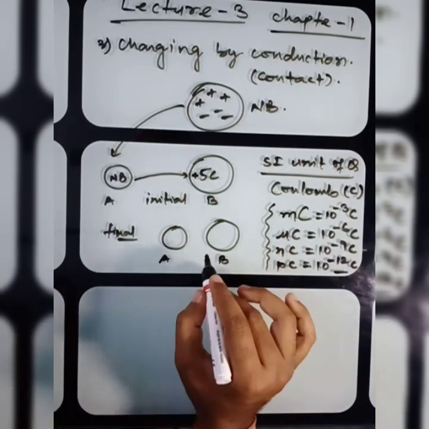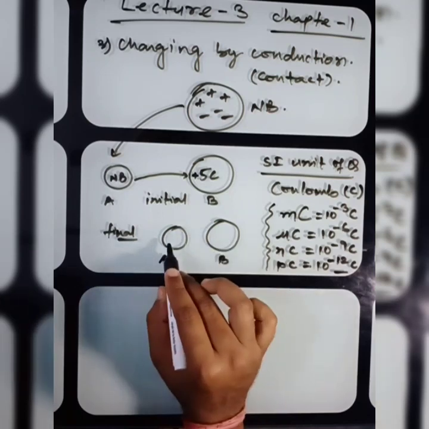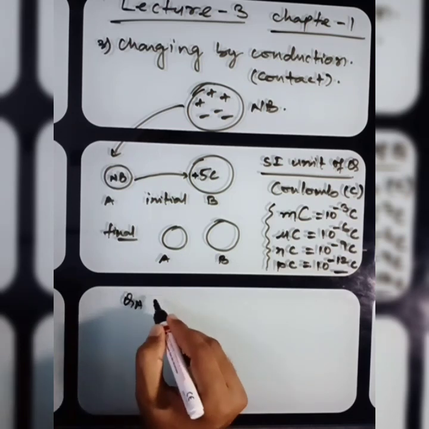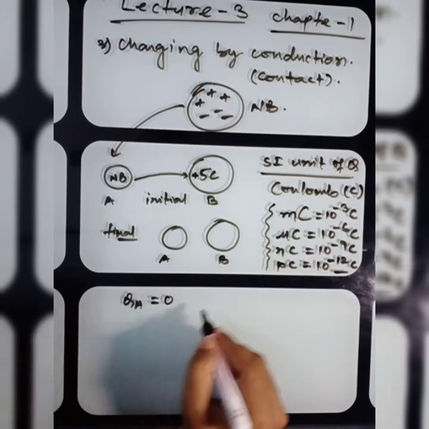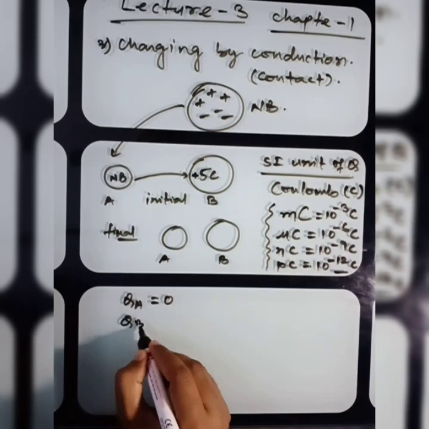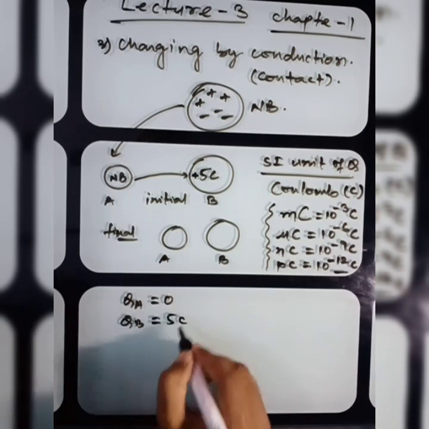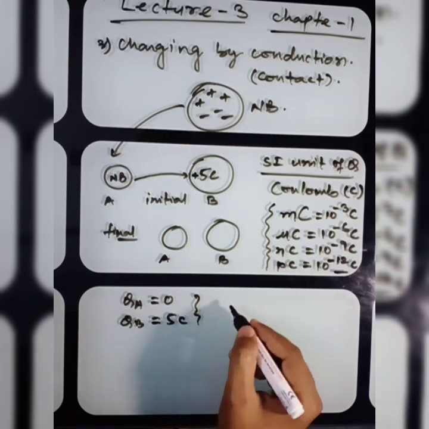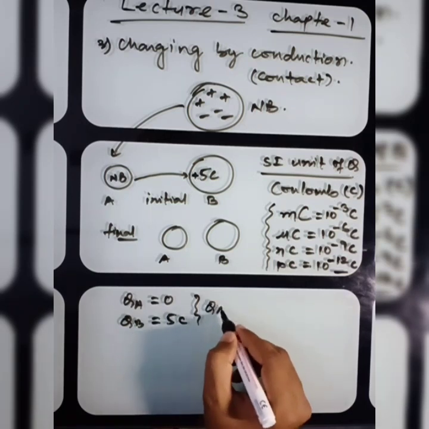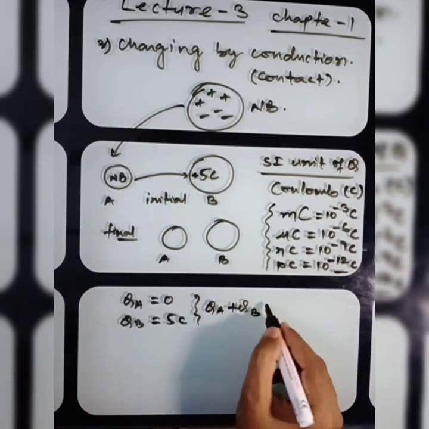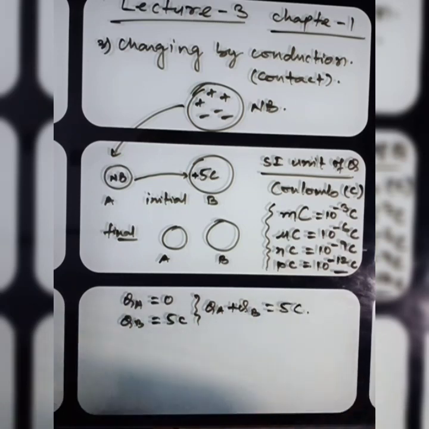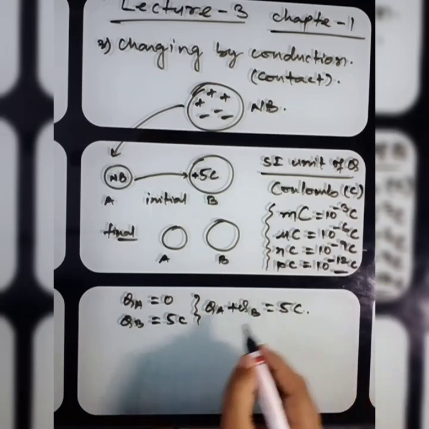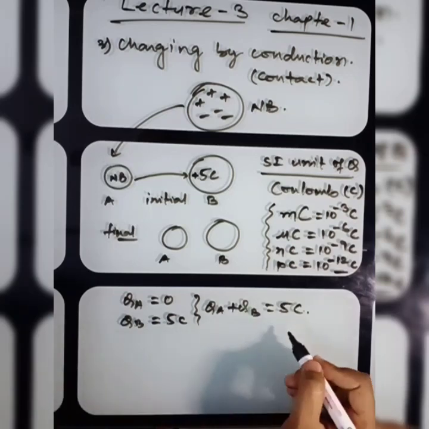What will happen? First, these two bodies will have a total charge. How much will the total charge be? QA was 0, and QB was 5 coulomb. What will be the total charge? It is QA plus QB, total 5 coulomb. And now the charge will be distributed equally.